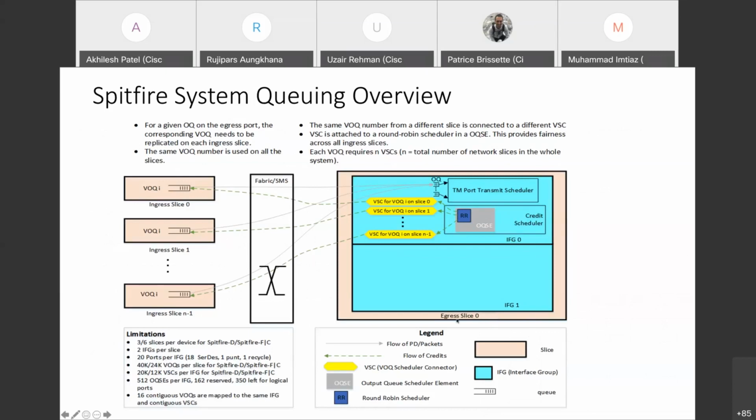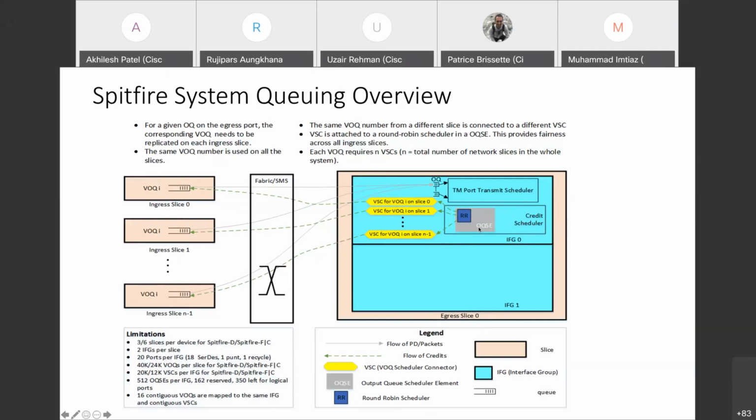So in our case, we have an egress slice 0, and then we have multiple ingress slices. Slice 0, slice 1 could be the same line card or a different line card; it's just a matter of different slices. As we know, each slice has 2 interface groups, and we just focus on interface group 0. That interface group shares some resources. What are those resources? The credit scheduler. The credit scheduler is not per NP or per slice; actually, it's per interface group.